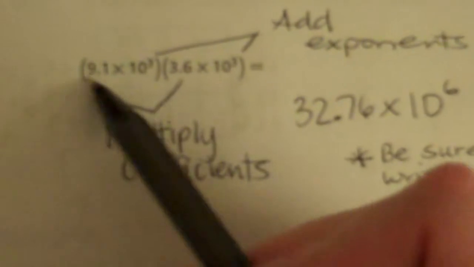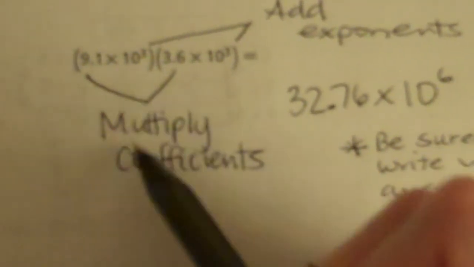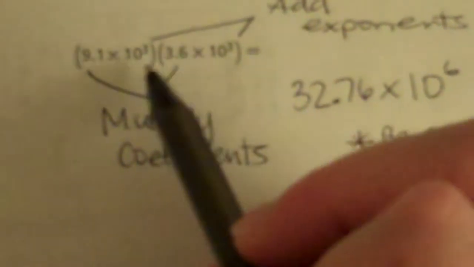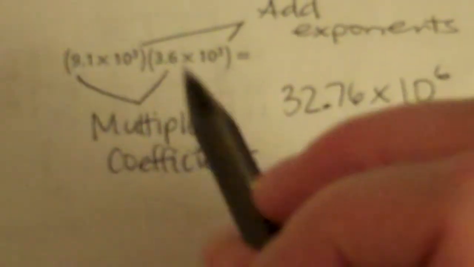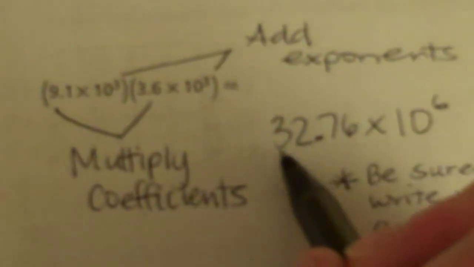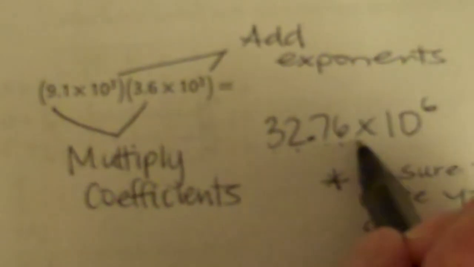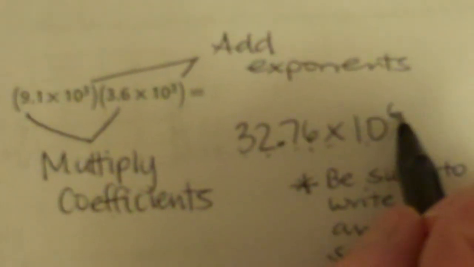And the rule states you take the coefficients here, which are your decimals, and you multiply them. And then you take that 10 to whatever power and 10 to whatever power. Because they have the same base and you're multiplying, you actually add their exponents. So then you end up with 32.76 times 10 to the 6th power.